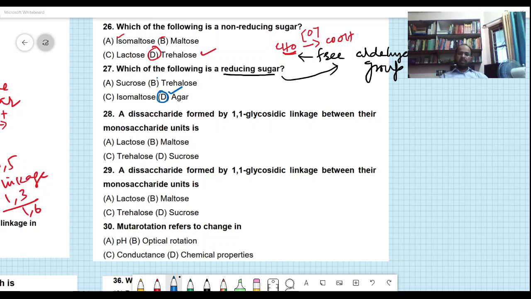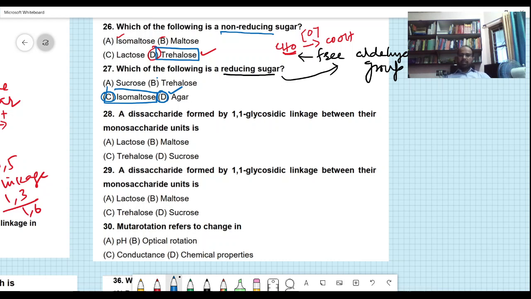27. We have D. That's the right answer. It's a non-reducing sugar. Which of the following is a reducing sugar? Means C is a reducing sugar. I just got confused because you have two consecutive questions there, non-reducing and reducing. One is trehalose for this and isomaltose for this. Okay, for 27 the answer is C.